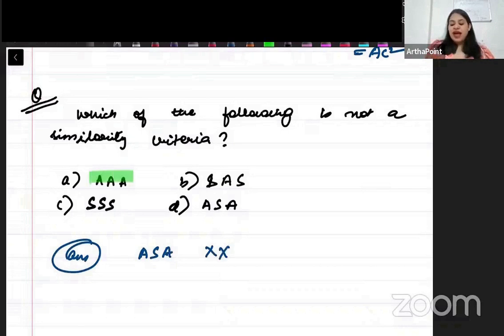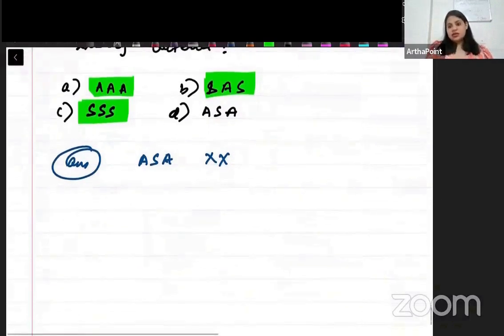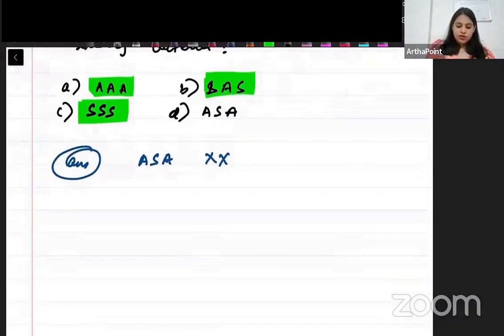We studied about angle, angle, angle, side, angle, side, side, side, side. But angle, side, angle is not a similarity criteria. So that is an incorrect answer. Okay. Come to the next question, beta.